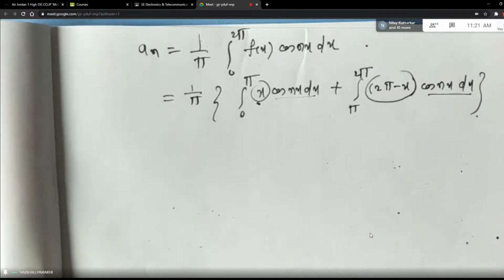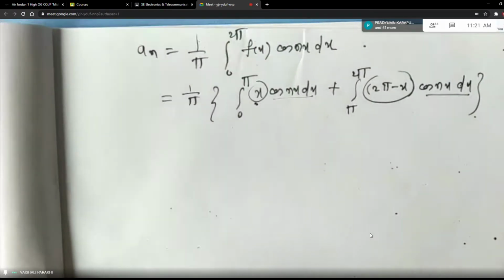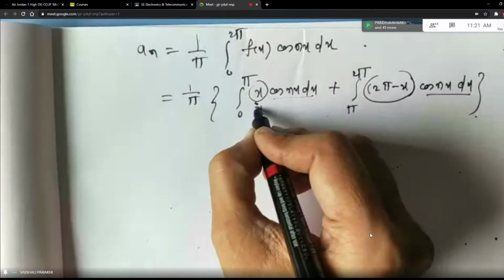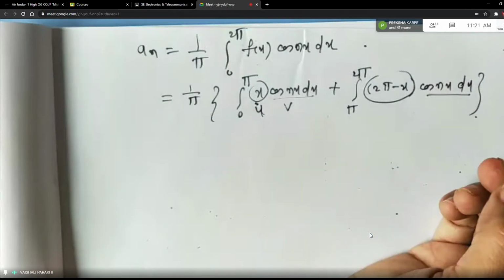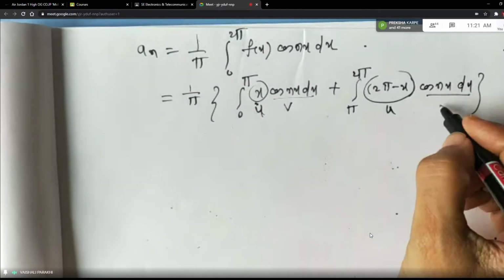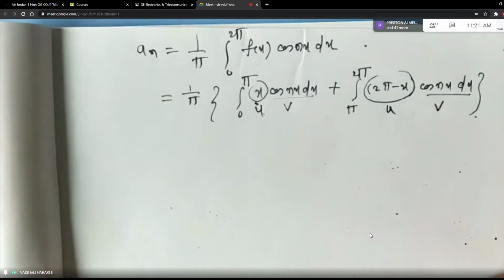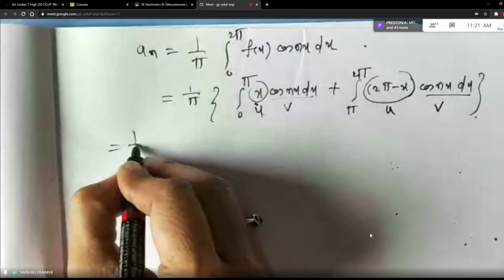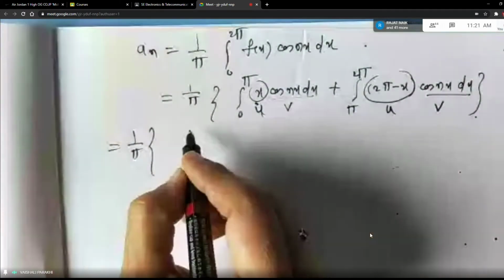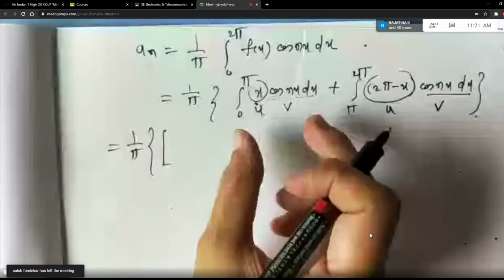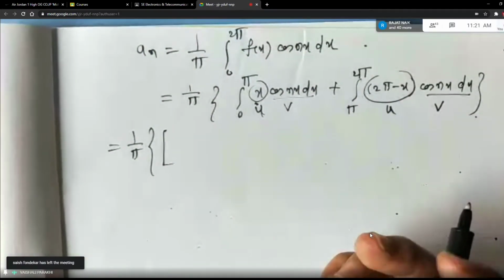Now, to find out the integral of these two terms, you have to definitely go for Bernoulli's, that is, integration by parts rule in general, right? So in this case, u is x and v is cos nx. In this case, u is this bracket and v is cos nx. So separately we are doing. So 1 by pi outside, put the bracket. Now let us do it for the first integral, students.